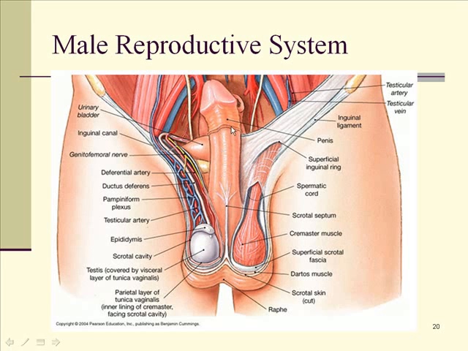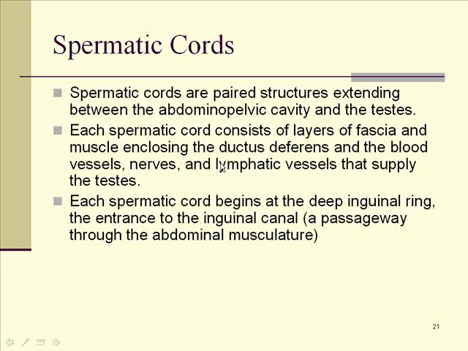The shaft of the penis here, and then there are some other structures that we'll go into a little more detail, internal structures, cavernosums, and erectile tissue that we'll go into in just a little bit. The spermatic cord is a paired structure that extends between the abdominopelvic cavity and the testicles. Each spermatic cord consists of a layer of fascia, muscles that enclose the ductus deferens, that's the ductal system that leads from the testicle to the external environment, and there are blood vessels, nerves, and lymphatic vessels, again, that I showed you on the earlier picture.